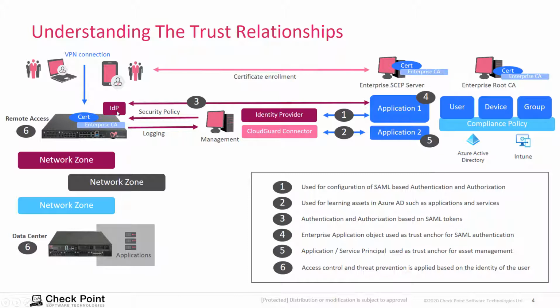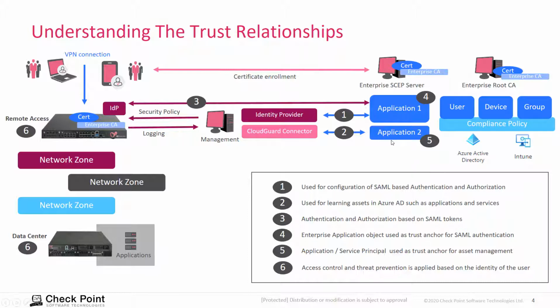The identity provider that we are using here is the identity provider of Microsoft Azure. The identity provider that is configured on the management is using an application or service principal to communicate with the Microsoft Azure environment. And this service principal is used by the management server, and it is used by the gateway when the gateway is redirecting requests to this application for authorization and authentication.